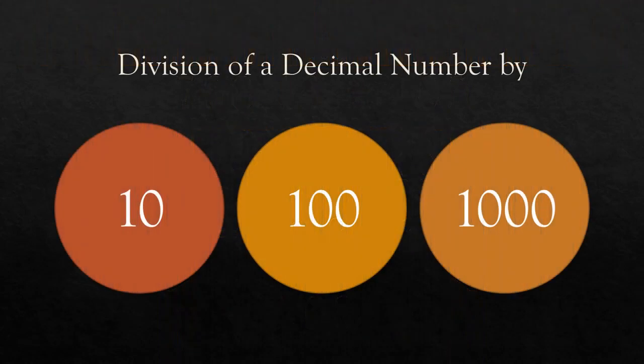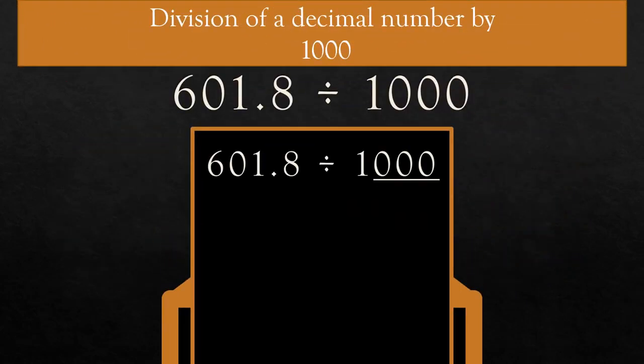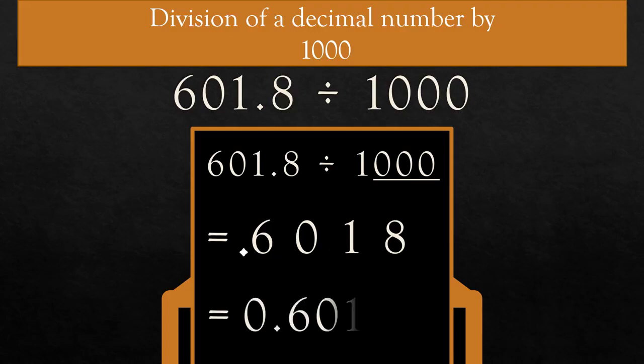Let us study division of a decimal number by 1000. For example, 601.8 divided by 1000. See, in divisor 1000, we have 3 zeros. So the decimal point shifts 3 places to the left. So count 1, 2, 3 and place a decimal. So the answer is 0.6018.